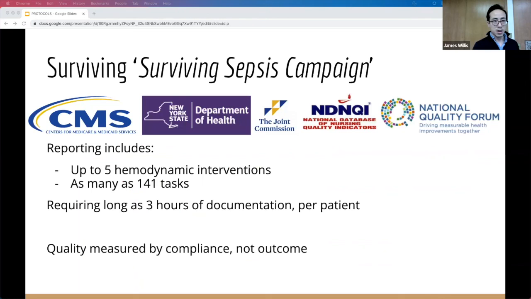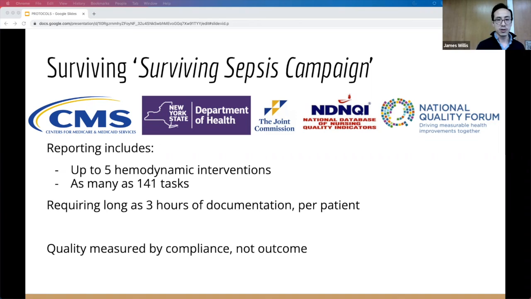And then the last bit is just how protocols can be really resource intensive. And I keep on going back to this Surviving Sepsis Campaign, just as the poster child, but remember, it doesn't have to be a large prominent protocol that uses up your resources. It could be just a lot of smaller ones. So the main regulatory reporting agency for Surviving Sepsis is CMS, the Centers for Medicare and Medicaid Services. And they came up with this protocol in 2015 called SEP-1.